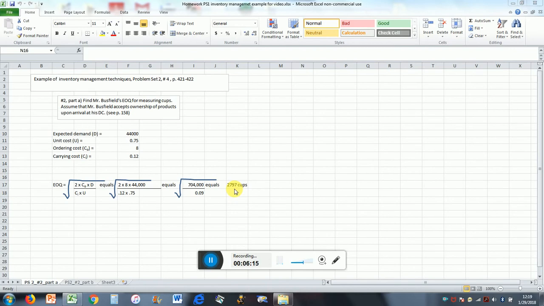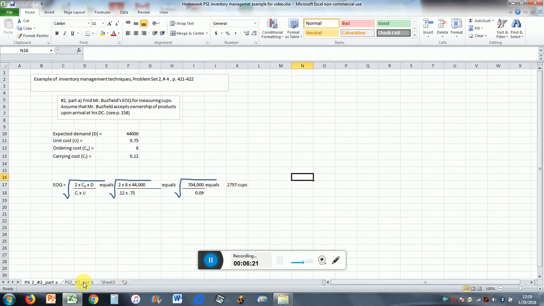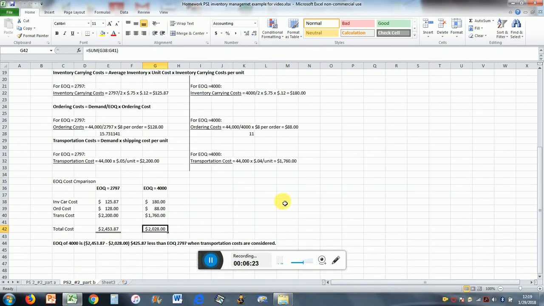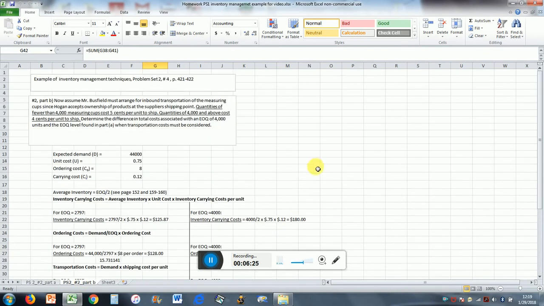Okay, so we've done part A. But now we have to do part B. And part B requires a few more calculations. What does part B ask us to do?